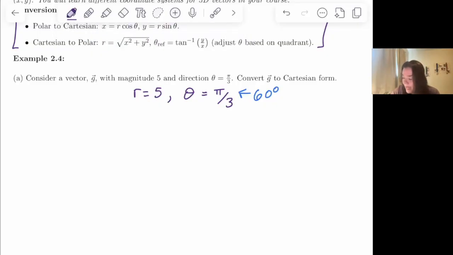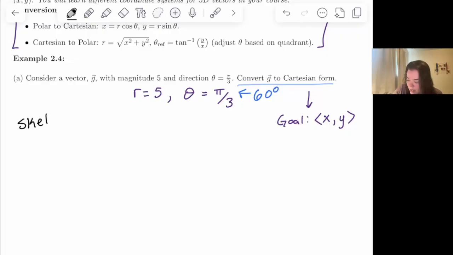And the question at hand is to convert to Cartesian. So our goal is to find the xy form of this vector. So the first thing I always do whenever I'm converting is sketch the vector. Sketch vector g. It doesn't have to be a perfect sketch, just on your paper so you can visualize where vector g is and what you're finding.